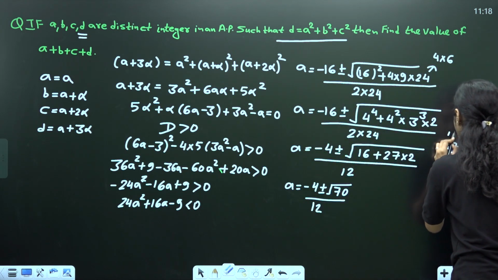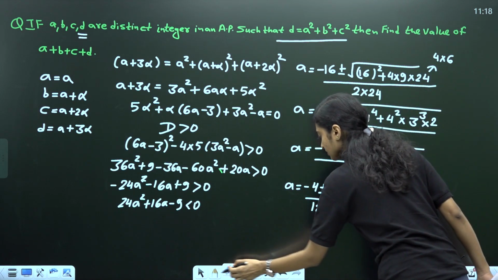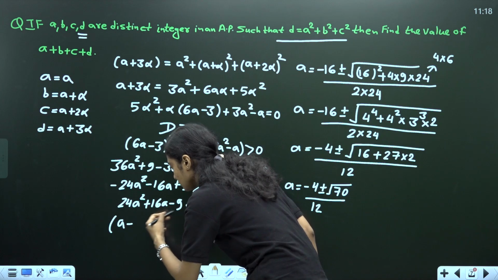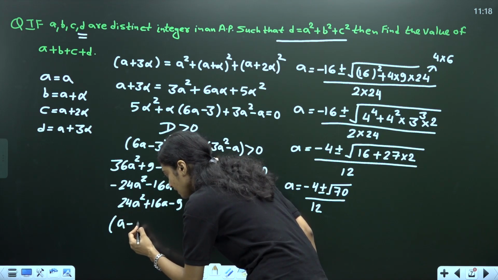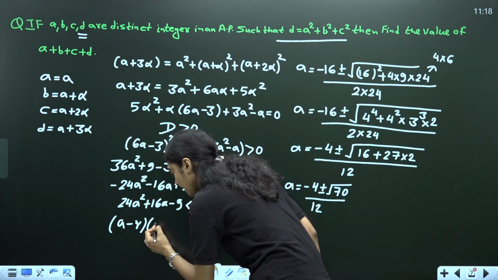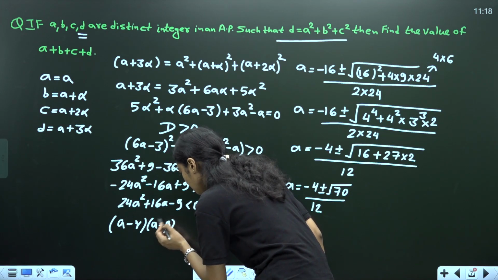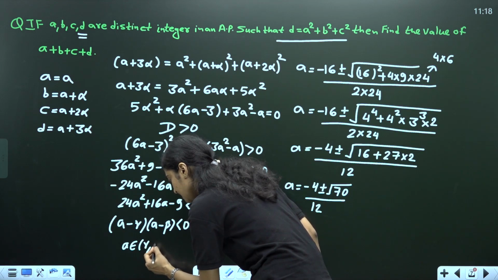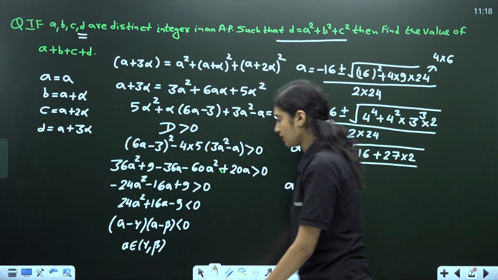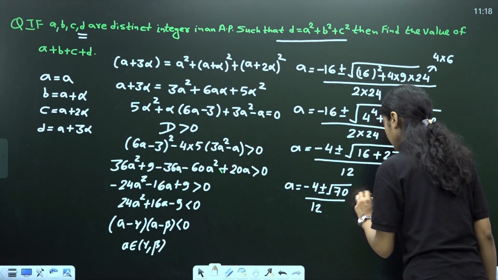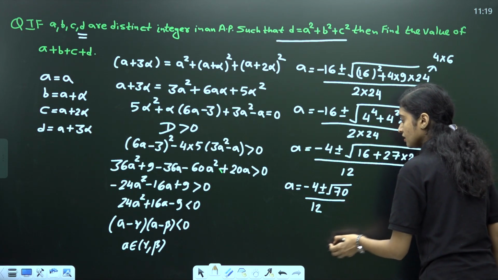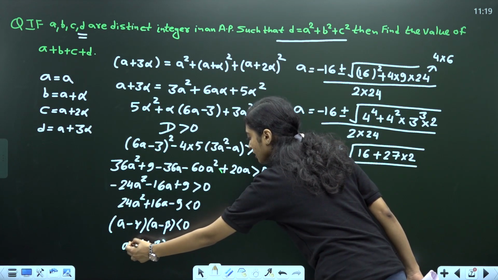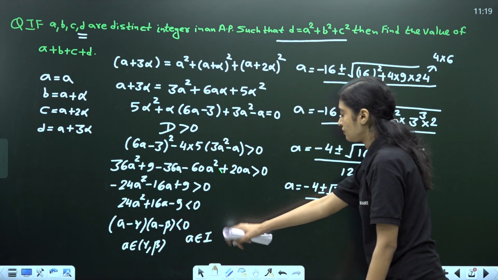Now we know that a is an integer. If the factors of this quadratic are gamma and beta, then (a minus gamma)(a minus beta) less than 0, then a belongs to the interval gamma to beta, if gamma is less than beta. We take approximate values. A is an integer quantity, so we take the value of a from this interval which is an integer.